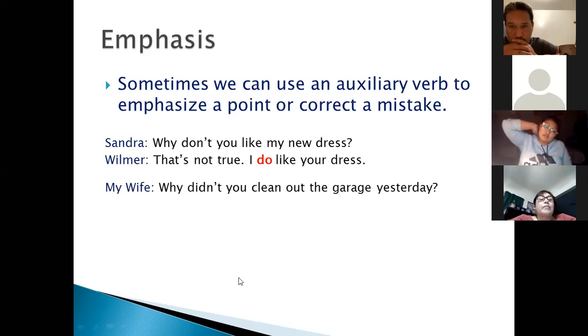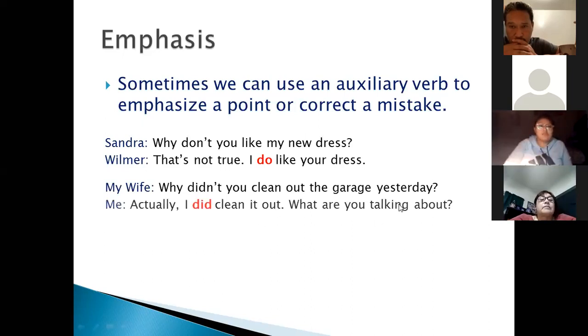"Why didn't you clean out the garage yesterday?" says my wife. I said, "Actually, I did clean it out." "What are you talking about?" Somebody is mistaken. Somebody is wrong. And I correct them with the emphatic form.